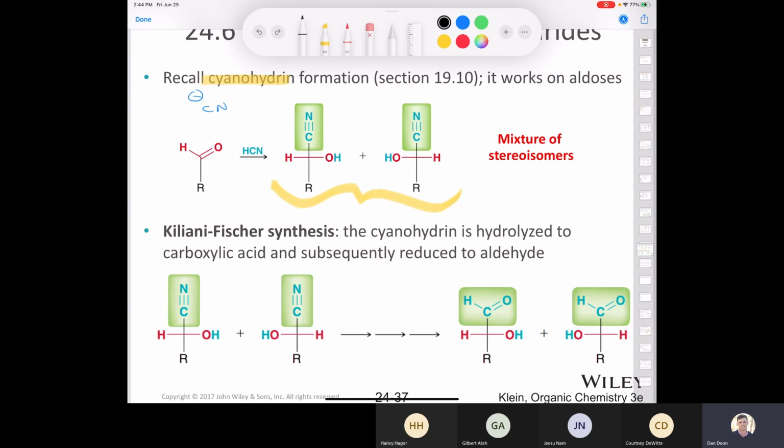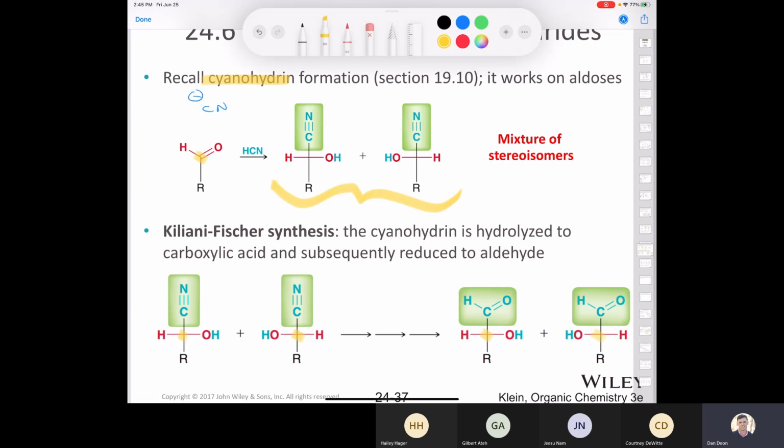Well, what happens then is you can take that cyanohydrin and you can hydrolyze the nitrile to produce an aldehyde. And the person that discovered this was Fischer, Emil Fischer himself. And so Kiliani, I think he's the one who discovered this part. And then Fischer is the one who came up with this idea down here. And so we call this the Kiliani-Fischer synthesis. And what we're doing, in effect, is we're adding a carbon overall, okay?